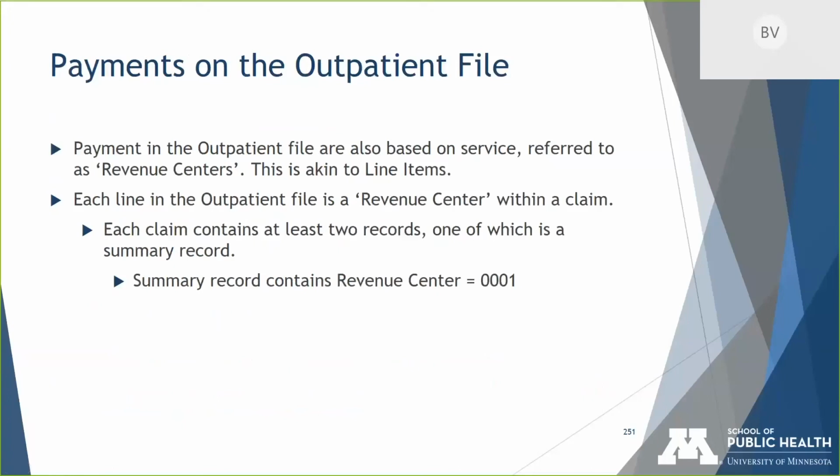The outpatient file is a little bit tricky. A claim can have multiple lines, but in here they are called revenue centers, and so it's akin to line items. A claim will contain at least 2 records. This is in contrast to the NCH file, where the NCH file would have 1 line for every line item on the claim. Now the outpatient file has 1 line for every revenue center plus 1 summary record. And the summary record will always be revenue center equals 0001. So if you want to know which one is the summary record, that's how you find it.